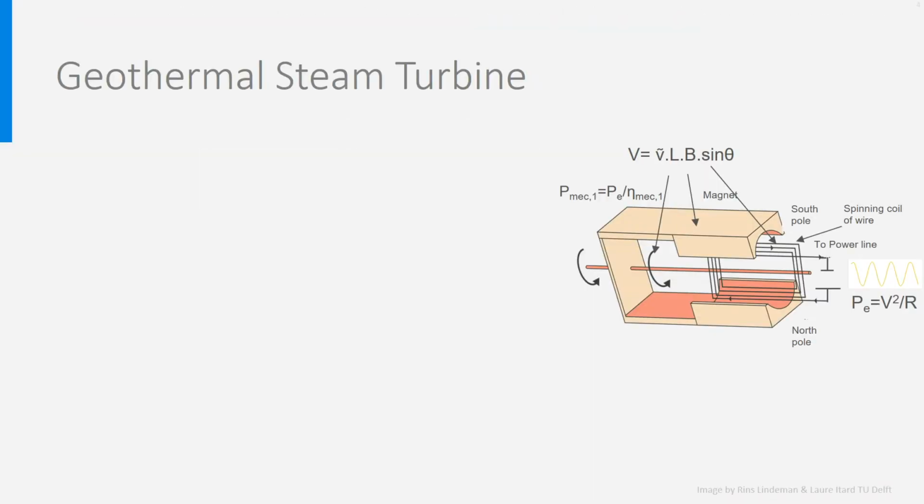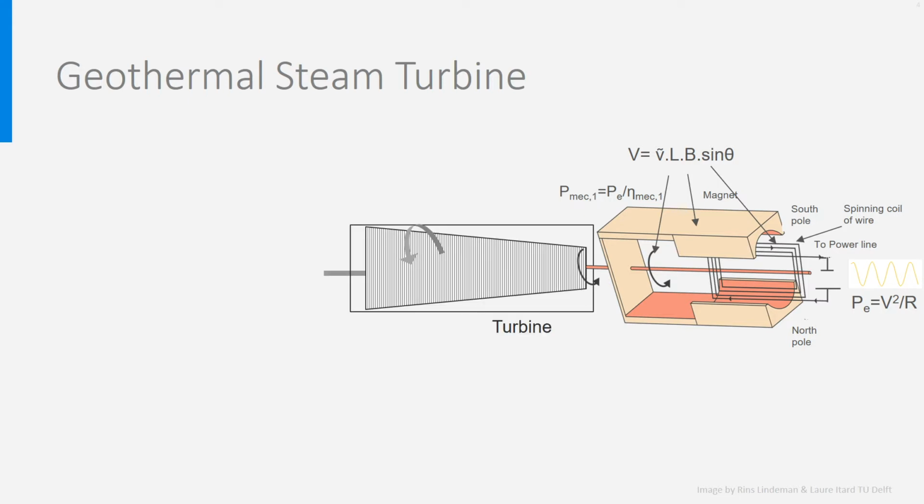The core of the system is the generator, producing alternating current based on Faraday's law. This was the subject of another lecture. And just like in gas and steam turbines technology, the rotor is rotated by a turbine. But this time, there is no combustion of fuels to create gas or steam to actuate the turbine. The steam comes directly from the ground.